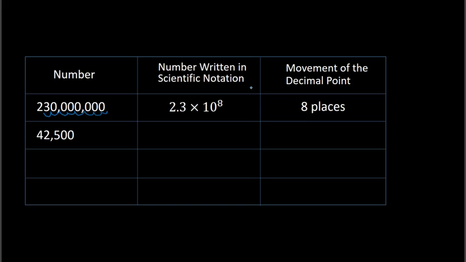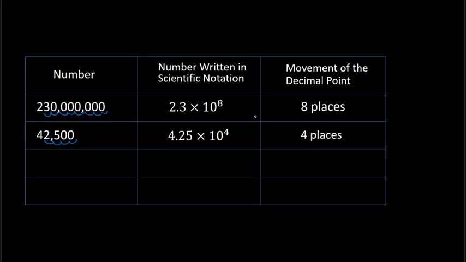Okay, next we have 42,500. So to write this, I move the decimal after the first non-zero number. So the first number that's not 0 is 4. So move it after the 4. This becomes 4.25 times 10 to some power. That power is determined based off the number of places the decimal moved. So it started here, and it's going over 1, 2, 3, 4 places, so therefore the exponent is 4.